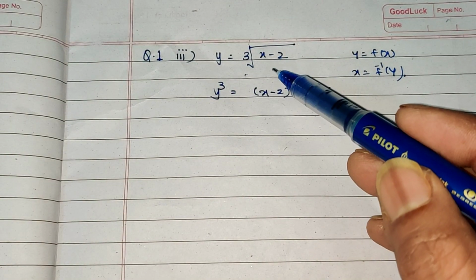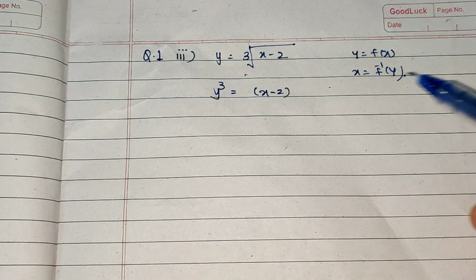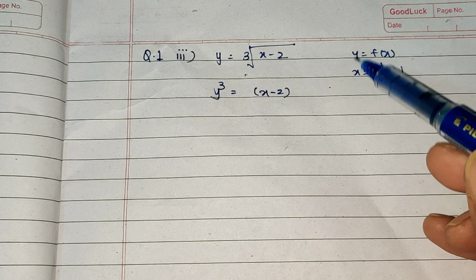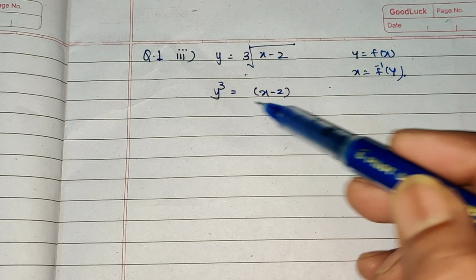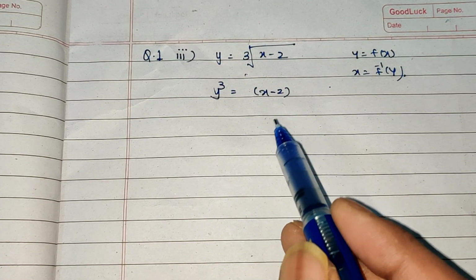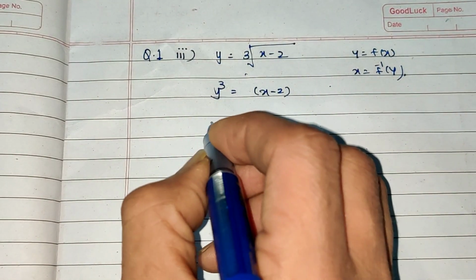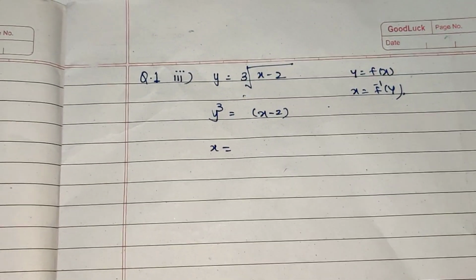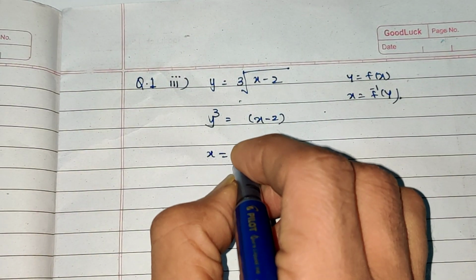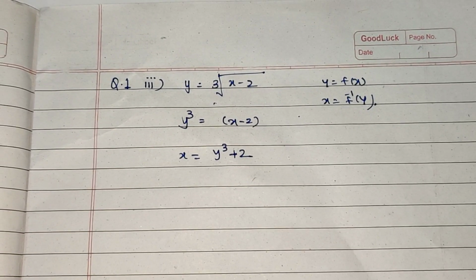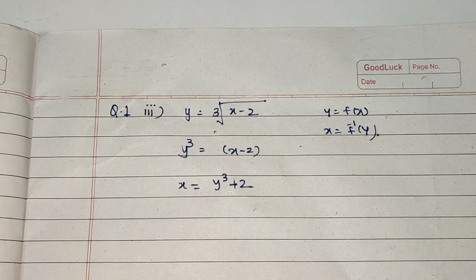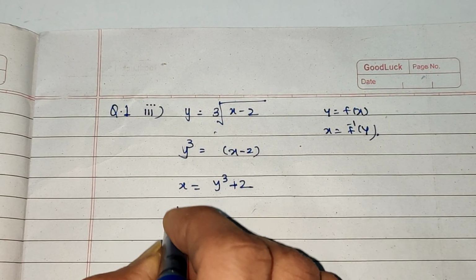y is cube root of x minus 2. This is y is equal to f of x. Find x is equal to f inverse of y. We solve for x in terms of y. y cube is this. So x will be equal to y cube plus 2. Now thus it is x is equal to f inverse of y. Find derivative dx by dy.